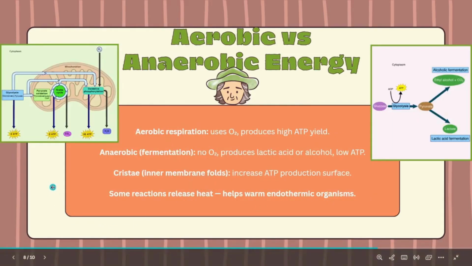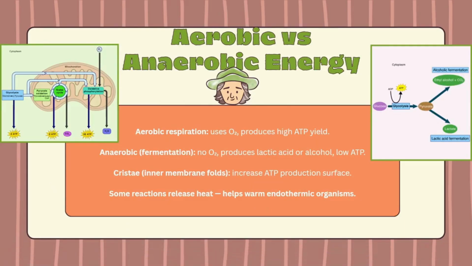Aerobic versus anaerobic energy. Aerobic respiration uses oxygen and produces a much higher ATP yield. Anaerobic respiration, or fermentation, happens without oxygen. It makes far less ATP and produces lactic acid or alcohol as byproducts. The cristae, or folds inside the mitochondria, increase surface area for ATP production.